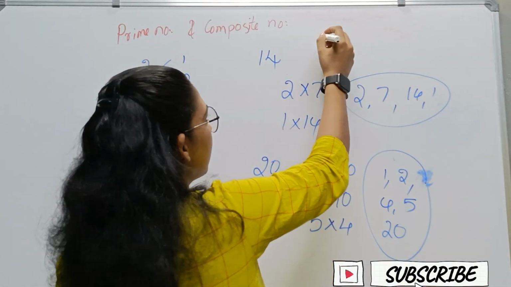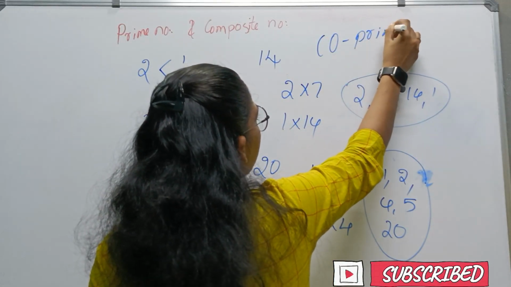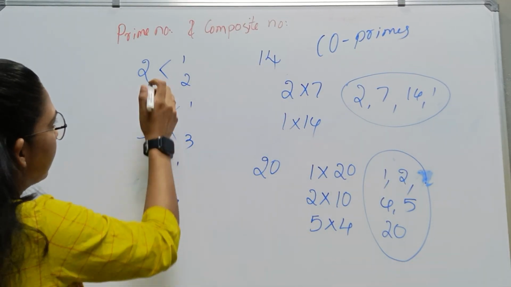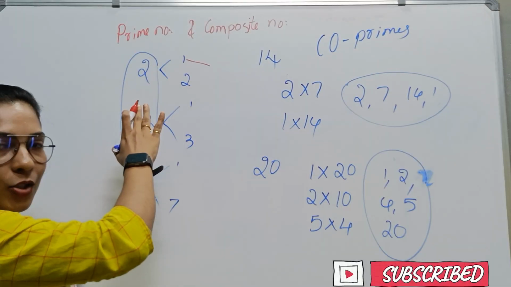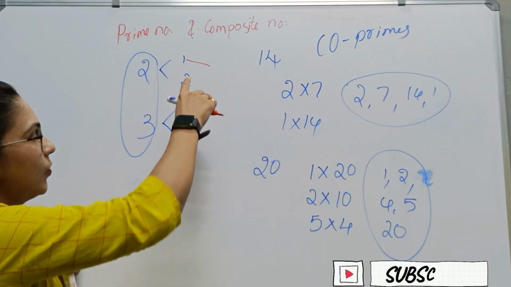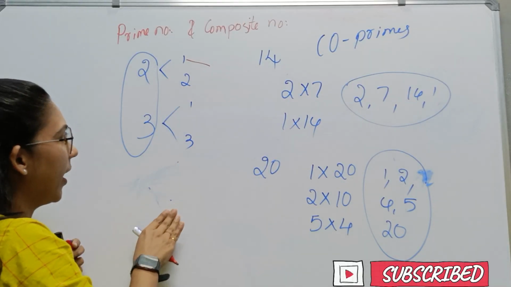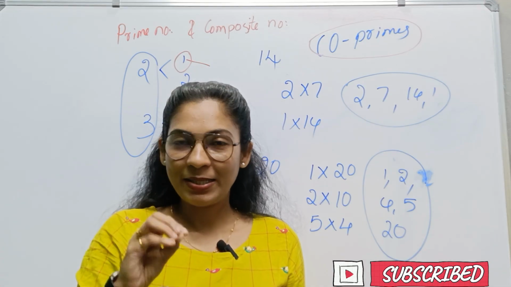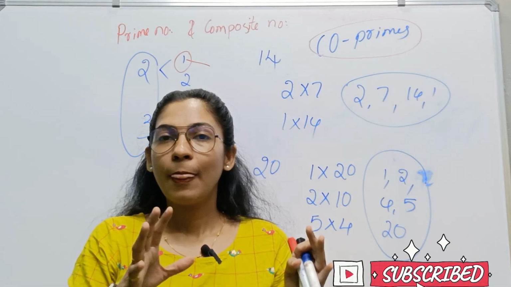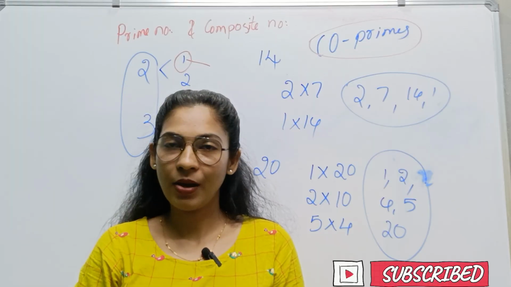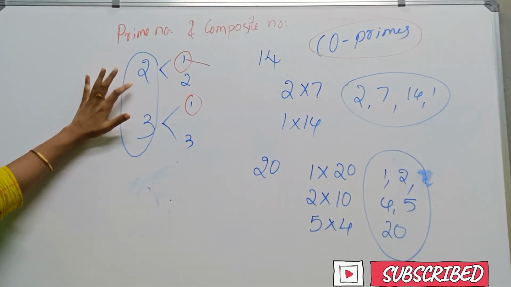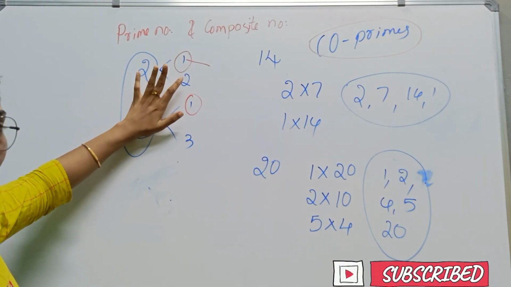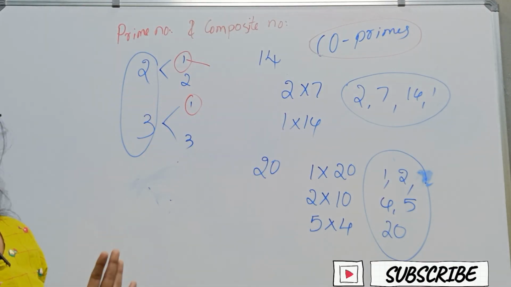Now, what are coprimes? If we discuss 2 and 3, each has only 2 factors: 1, 2 and 1, 3 respectively. Between these two numbers, 1 is the common factor. Any numbers are said to be coprime only if they have just one common factor, 1. So in the case of 2 and 3, the only common factor is 1, and we can say that these are coprimes.